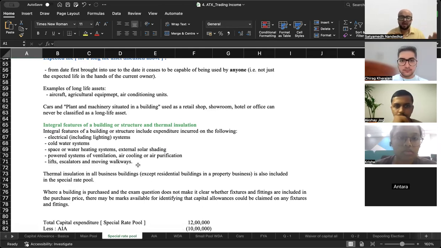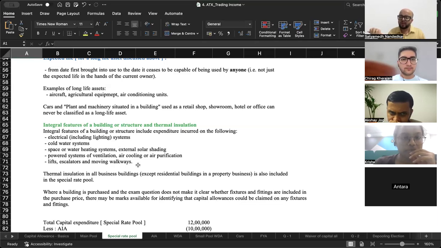From what I have heard, as a part of the building structure, you have these pipes which basically help for heating of the premises during cold days, or cold water systems, electrical systems like wiring and all, which is a part of the building structure in the first place. Then lifts, escalators, moving walkways, all of these are included as a part of the integral features of the building.